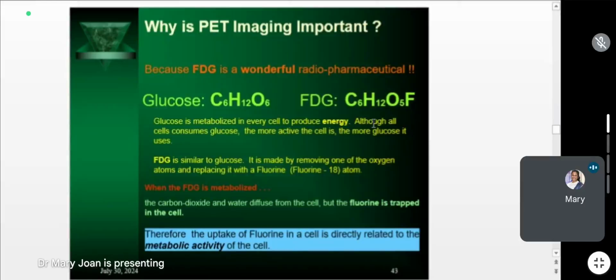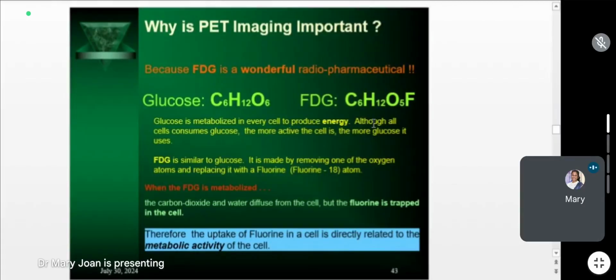So why is it important? Because FDG is a wonderful radiopharmaceutical. We know the metabolic activity, what happens in our body is glucose gets metabolized. So you can see the similarity. Glucose is C6H12O6, where one oxygen is removed and replaced with the radioactive fluorine. So FDG is fluorodeoxyglucose. One oxygen out of the O6 is removed and replaced with a fluorine atom.